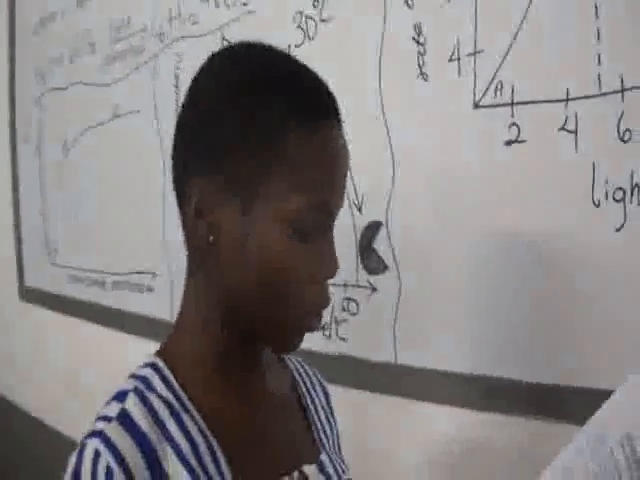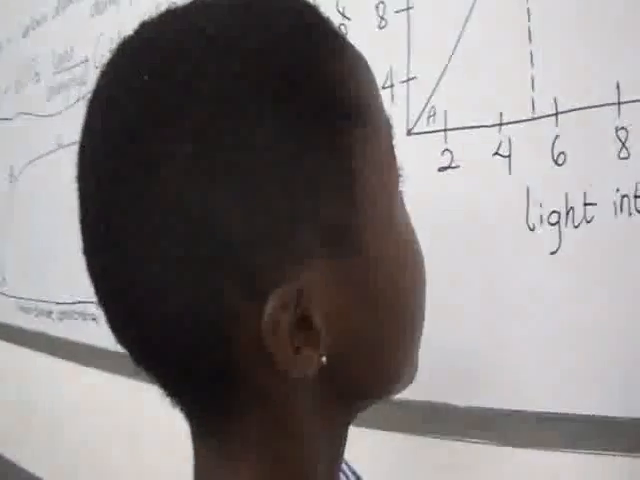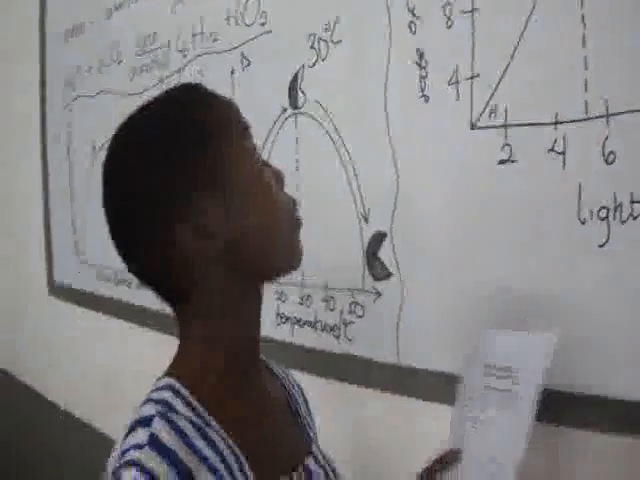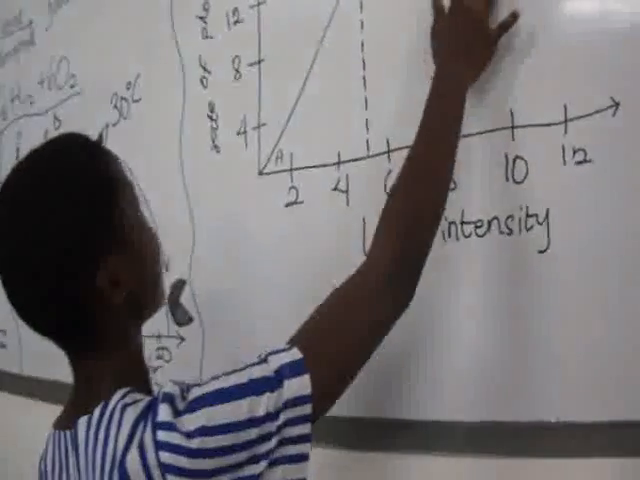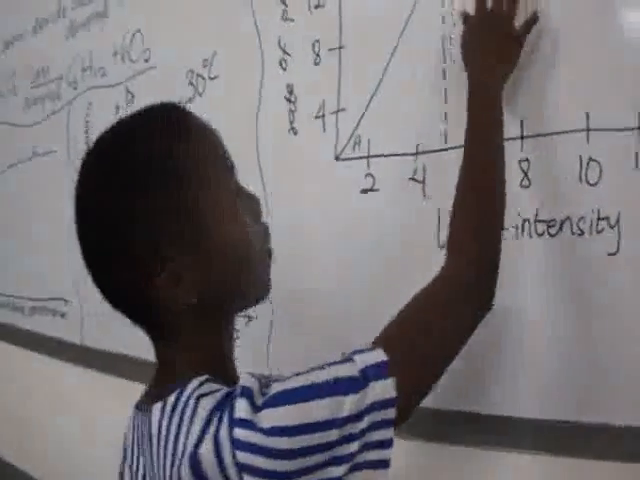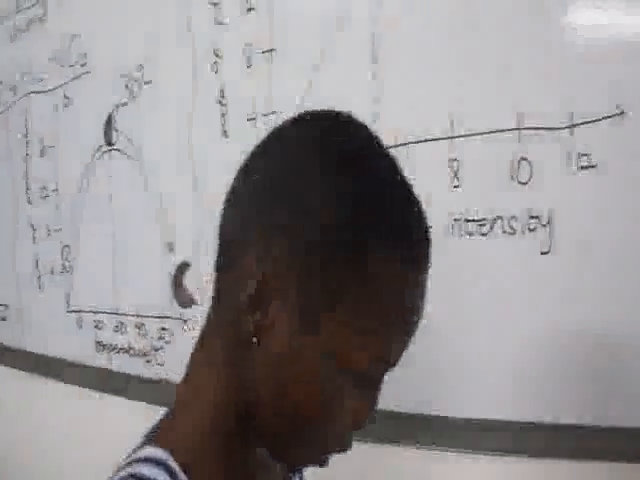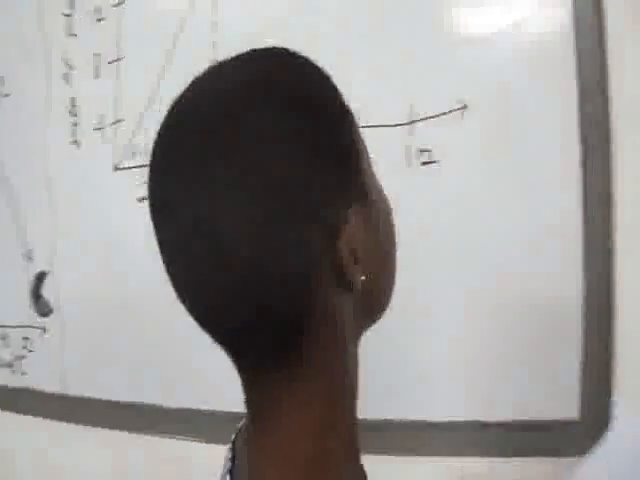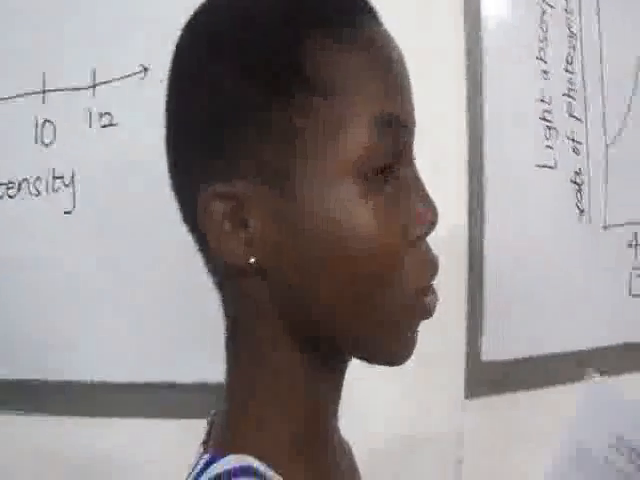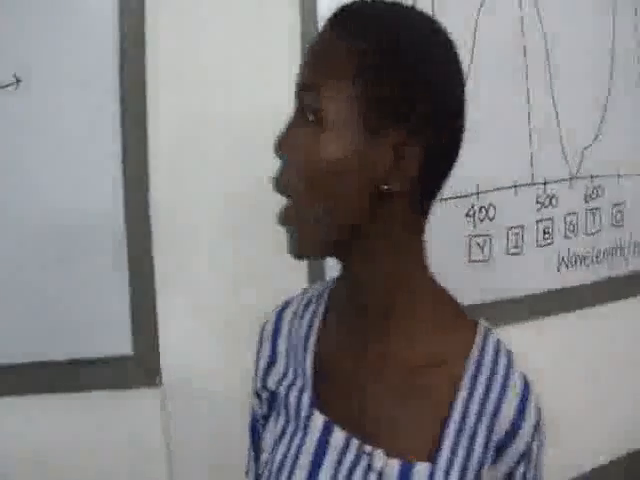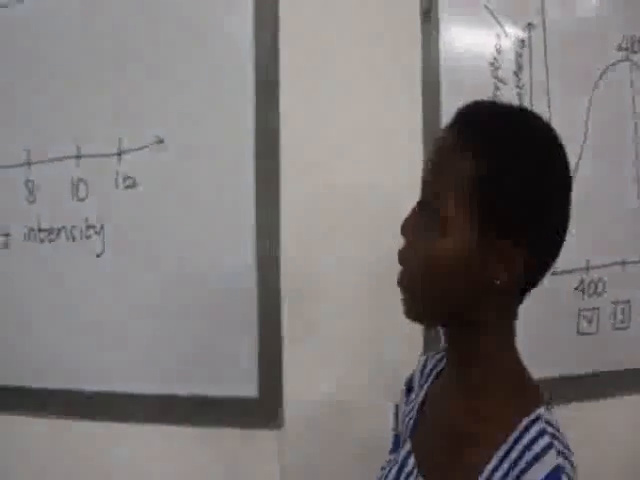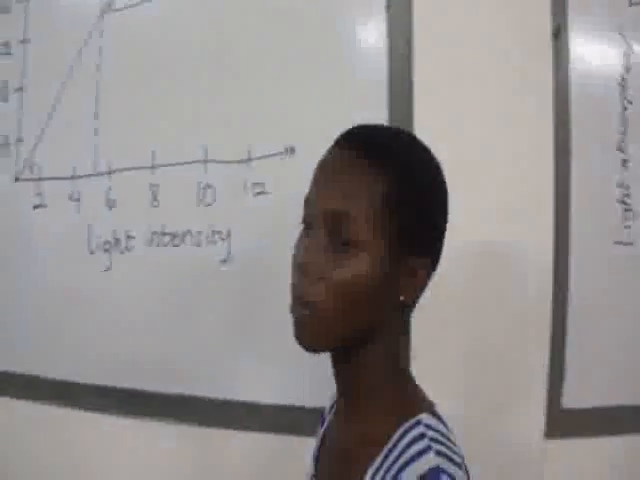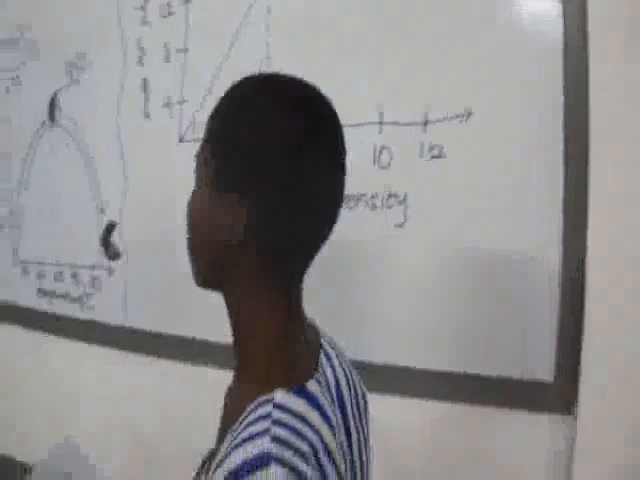Gradually the rate falls off, and at a certain light intensity, the rate of photosynthesis becomes constant. So from B to C, we can see that there is no further increase in photosynthesis. Any further increase in light does not result in a corresponding increase in the rate of photosynthesis, that is from B to C, since the other factors such as carbon dioxide concentration and temperature are limiting.